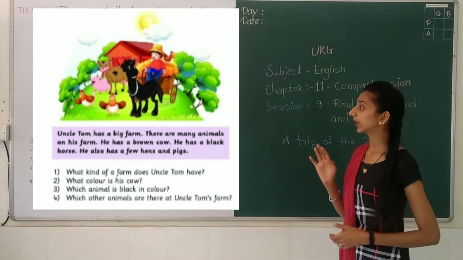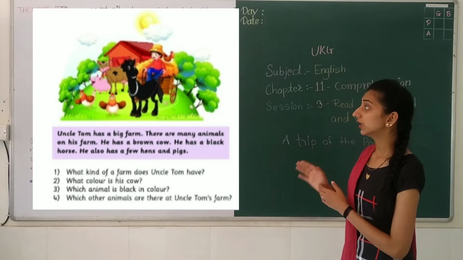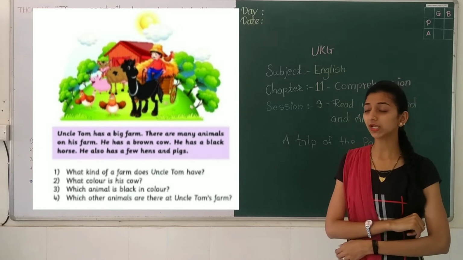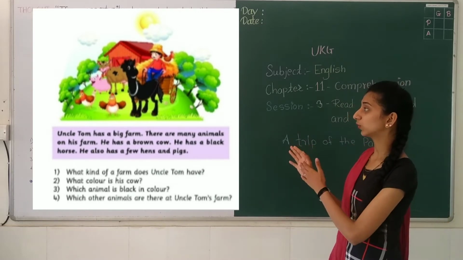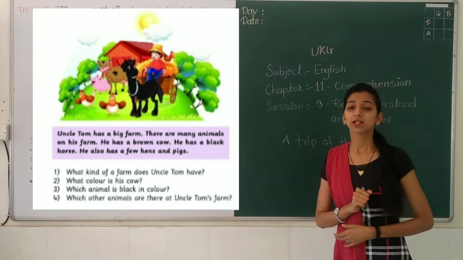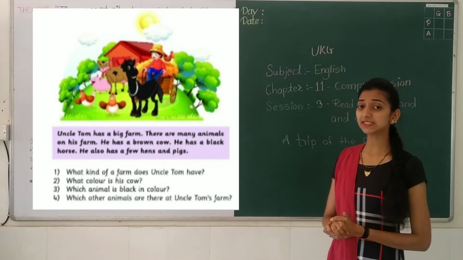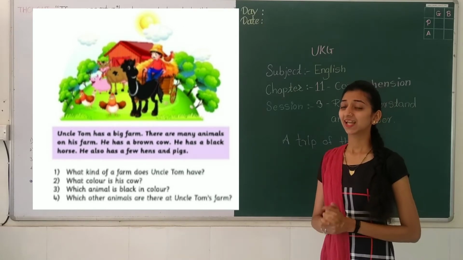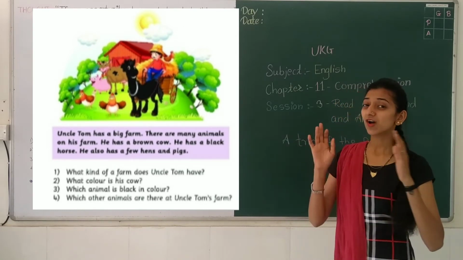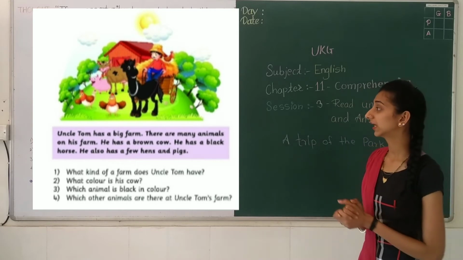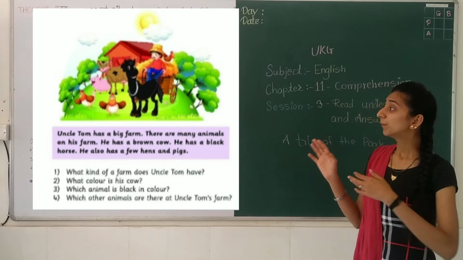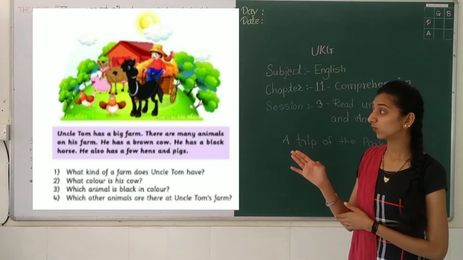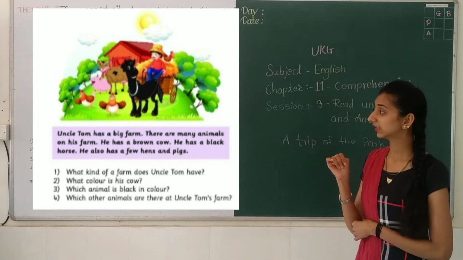So friend, look at here. Look at the picture, then read the passage and answer the questions. Okay? So first of all friend, you have to observe this picture. Now tell me, which picture is this? Yes, this is a farm picture, correct? There are many animals like hen, horse, cow and pig, right?